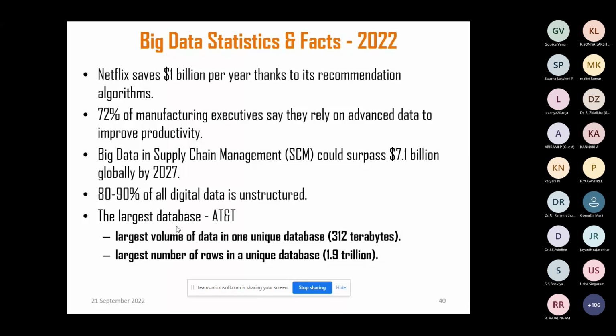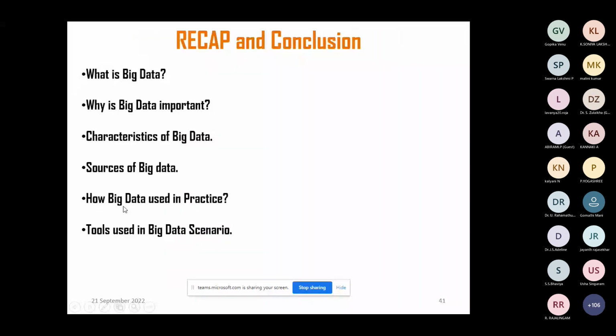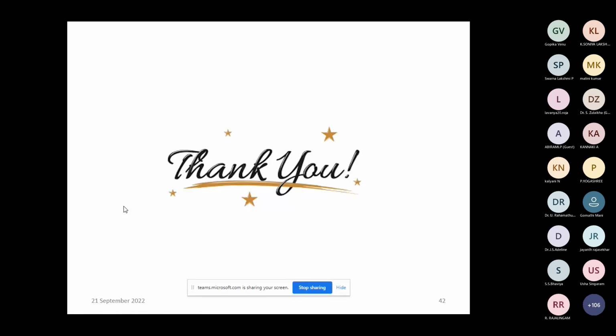And there are large databases like AT&T's, where one unique database itself holds around 312 terabytes of data, and the largest number of rows in one database is about 1.9 trillion. This is just to show how these companies manage such a huge volume of data and handle these complex formats. For that purpose I have listed out the statistics. So that's all from my end. If there is any query, please ask. If possible, I will respond to that query.